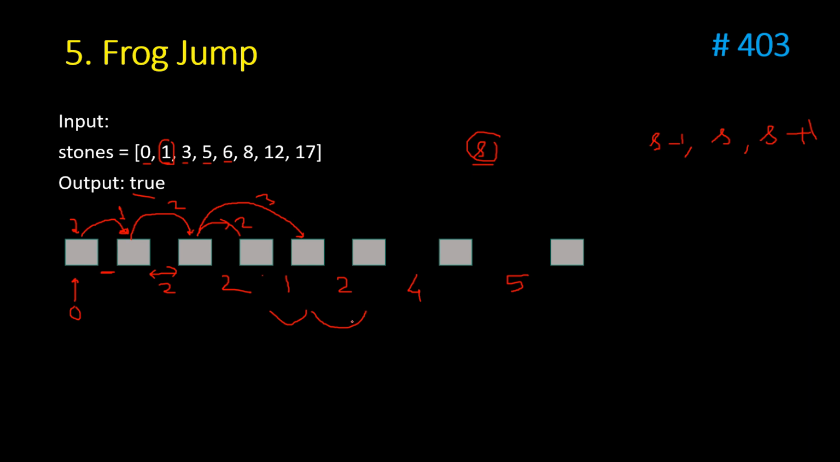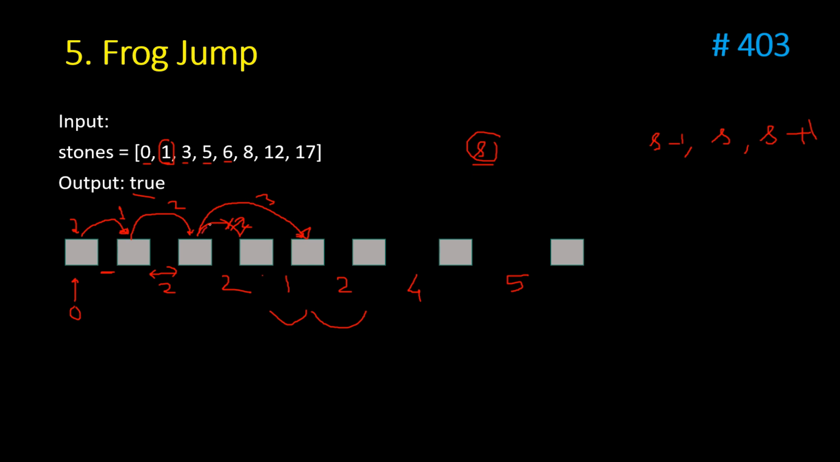But if it reaches here by 2 steps, then it cannot reach here because it can take only 1, 2 or 3. But here it's a gap of 4. So if it takes a jump of 3, then next can be 2, 3 or 4. But with 2 it will reach here. So again it cannot reach there. So there is something wrong.